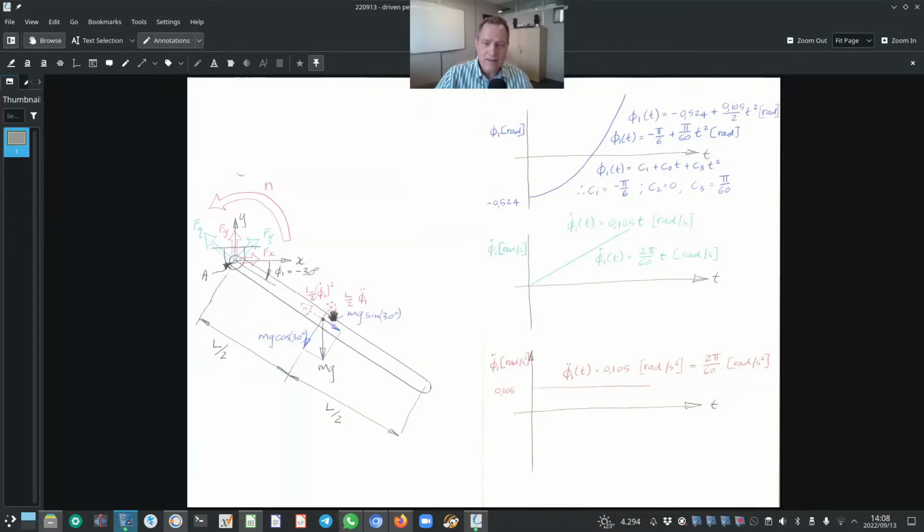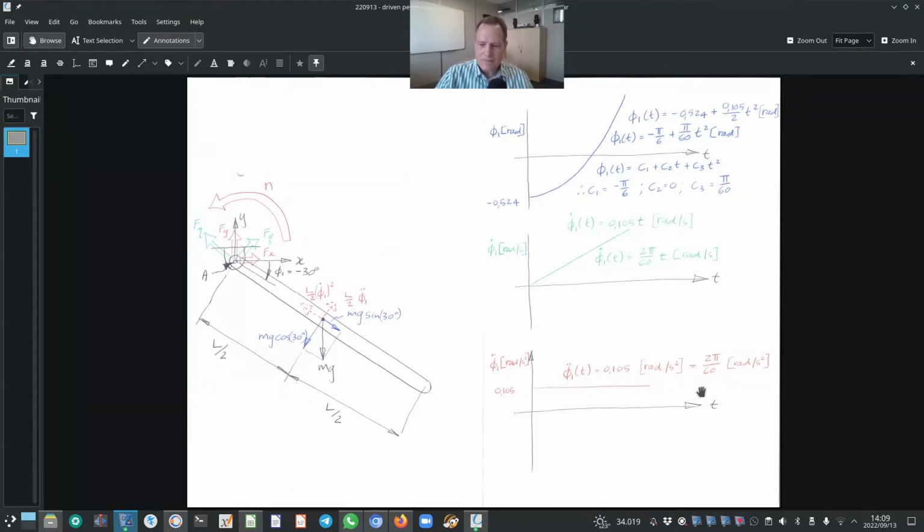So if we consider the driver function that will result in a constant angular acceleration of 2 pi over 60 radians per second squared, then we will end up with the situation as depicted on the right hand side of what you see on the screen. So firstly, the angular acceleration, as we know, is a constant 2 pi over 60 radians per second squared. That is approximately equal to 0,105 radians per second squared.